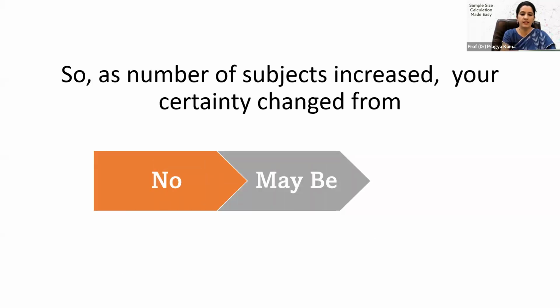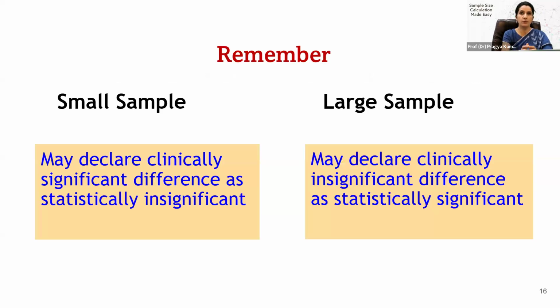So you can see that as you increase the number of subjects, your certainty changes from no to maybe to yes. And that's the role of sample size. So now coming to why to calculate a sample size. Generally we calculate sample size to tell about the population estimate. You have a population about which you want to do some prediction or say something. So you select a sample from that population and you make predictions about that population.